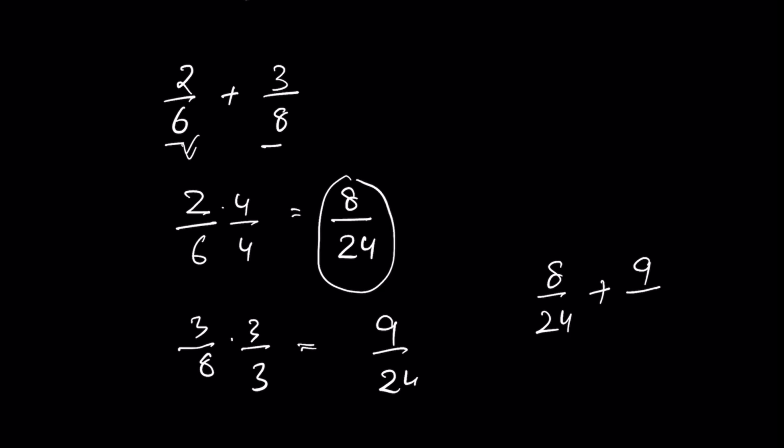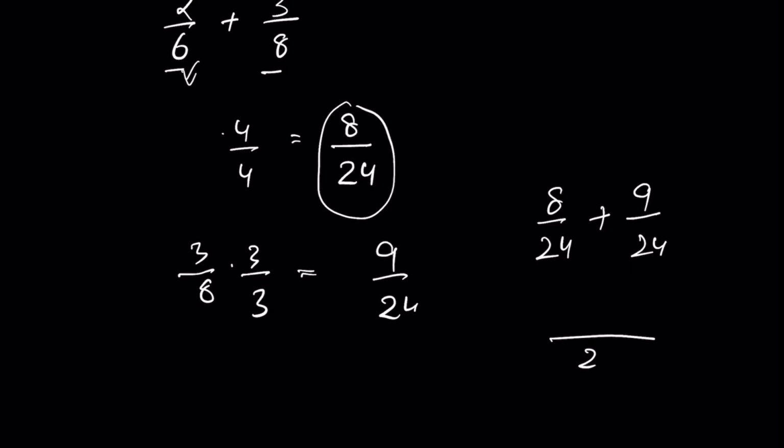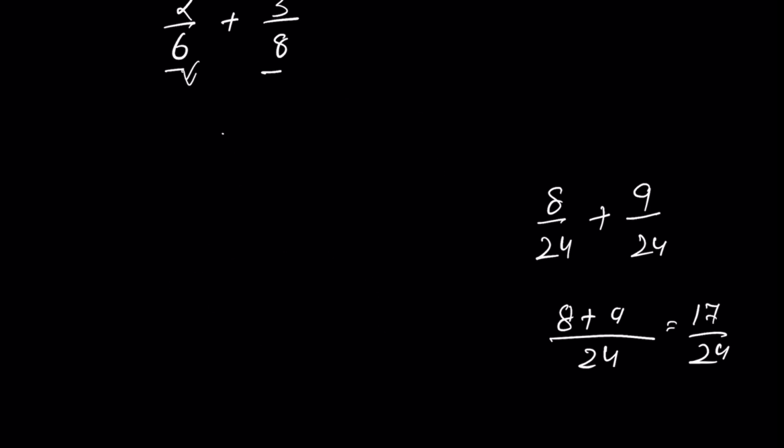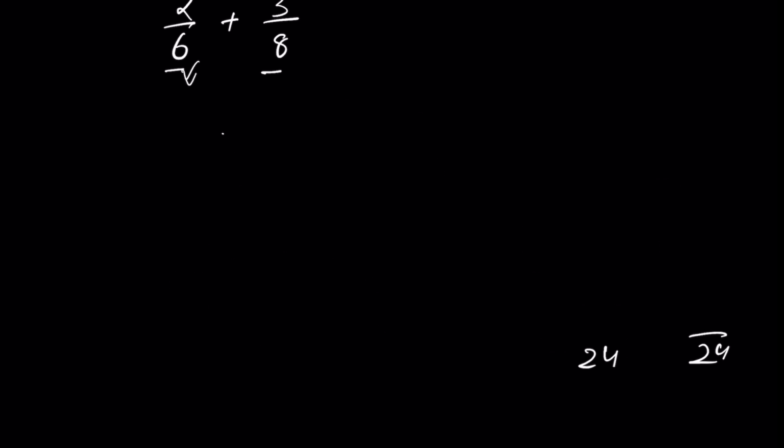8 upon 24 is equal to 2 upon 6 when you reduce them. So you write 24 as the common denominator, then 8 plus 9 is 17 upon 24. This is simple to add. But what if we have radicals in the numerator? We cannot add them like this.